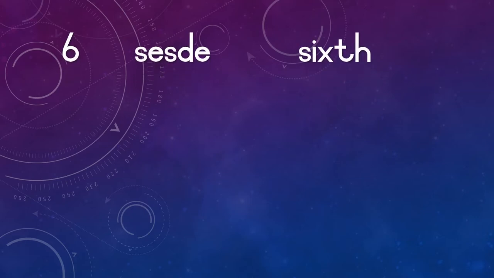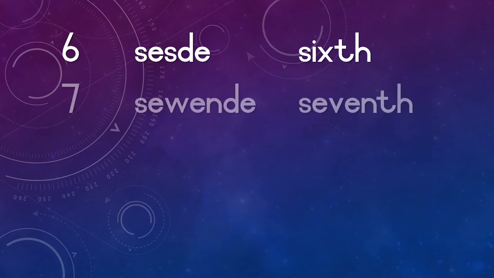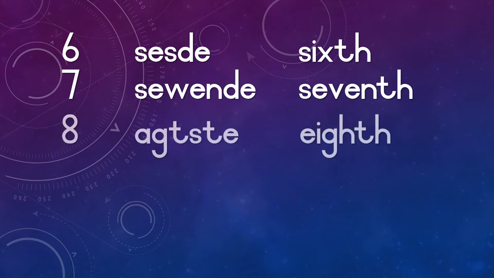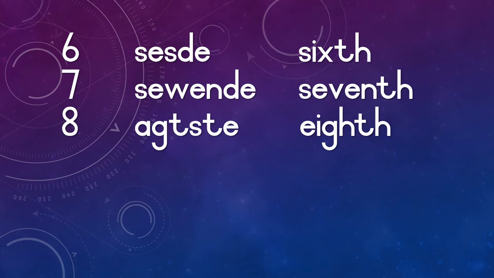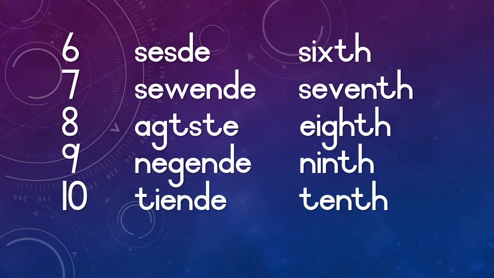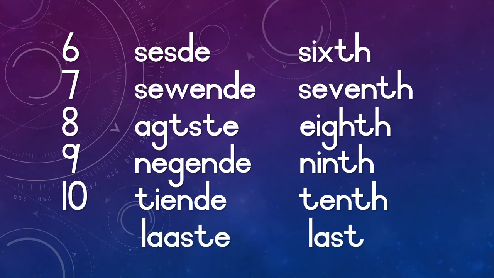Zes. Zesde. Sixth. Zeven. Zevende. Seventh. Acht. Achtste. Eighth. Negen. Negende. Ninth. Tien. Tiende. Tenth. And then, when all your numbers are finished, the last number after that is laaste. Last.